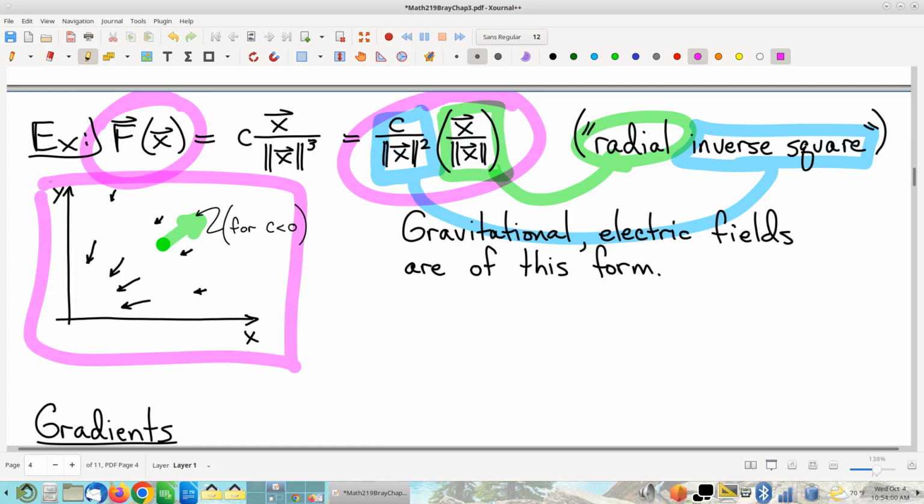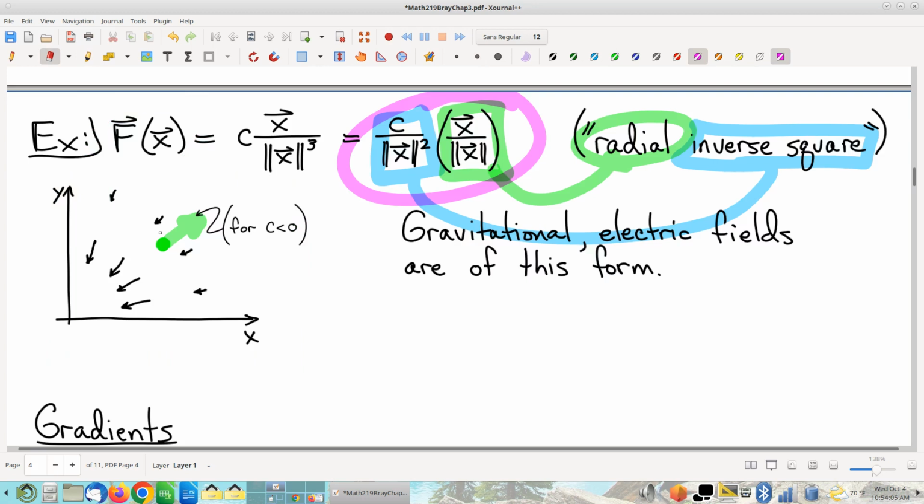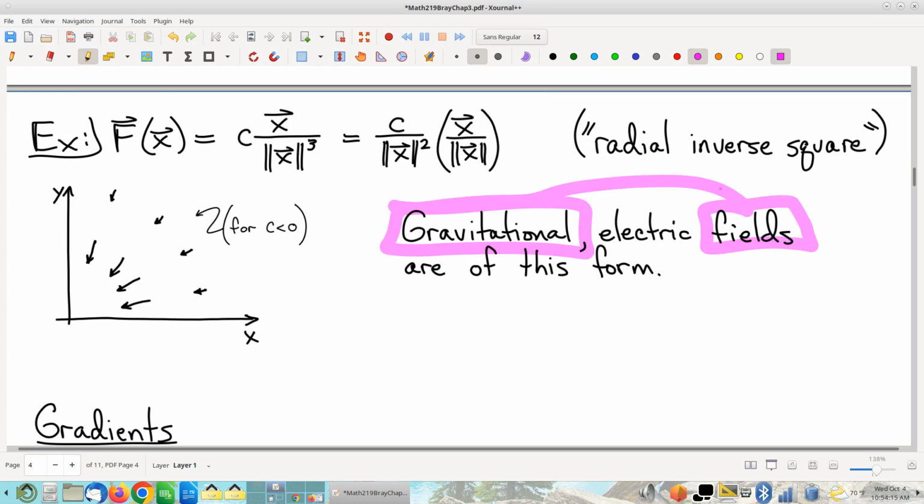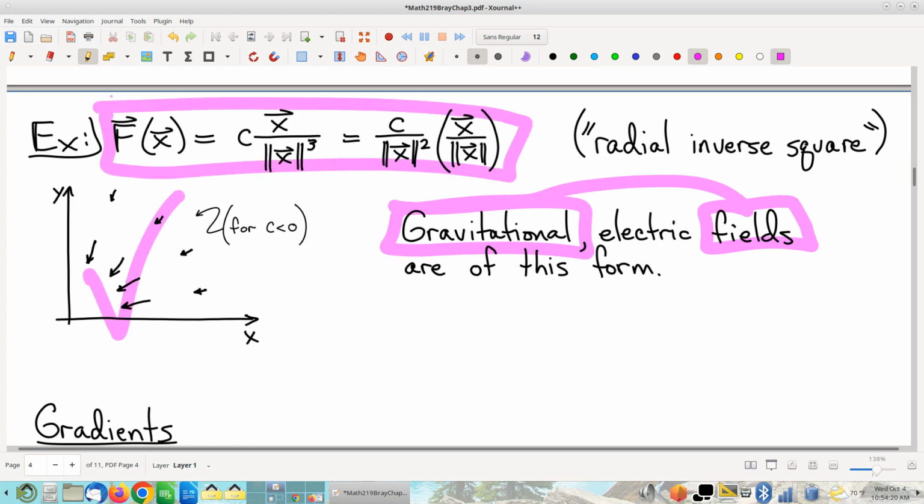And the reason I drew it like that is because I wanted to be able to relate this to what I'm going to say is the most day-to-day familiar example of this, which is that this is a gravitational field. Gravitational fields look like that, and they have these formulas right there, where c is negative, by the way. Gravity pulls down, not up.